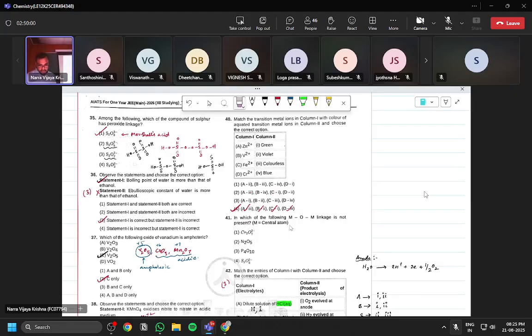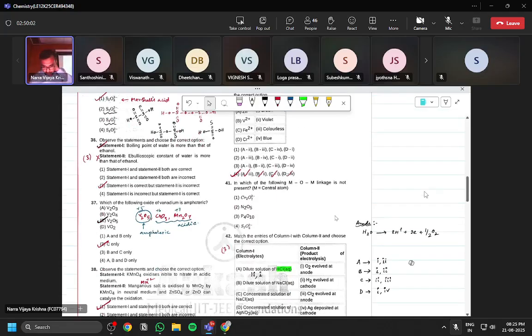Next. In which of the following is M-O-M linkage not present? M-O-M, central atom, okay. Not present. P4O10, it is present. This one, just now we have seen, S-S bond is there. Next.